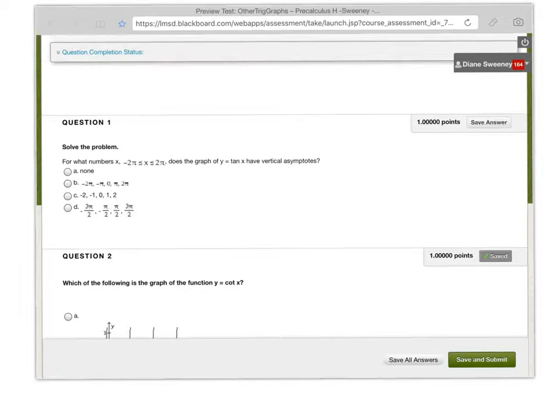Let's look at question number 1. We're looking for a tangent graph that is going to have a vertical asymptote. And you should know where this is. You should know the graph of tangent. But if you don't, you could consider a unit circle.